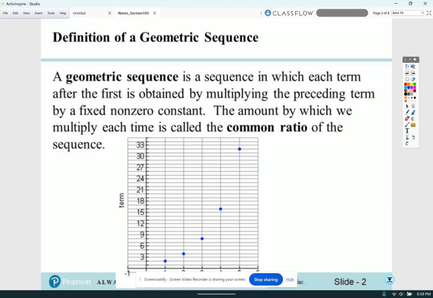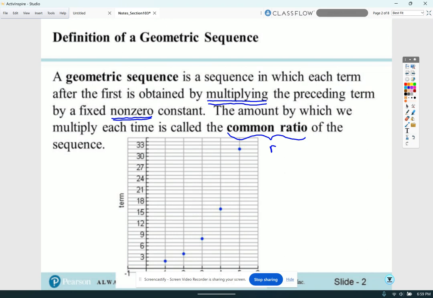So, just the definition of a geometric sequence. A geometric sequence is a sequence in which each term after the first is obtained by multiplying the preceding term by a fixed non-zero constant. The amount by which we multiply each time is called the common ratio of the sequence. And when we write these out, we use the letter r for that.